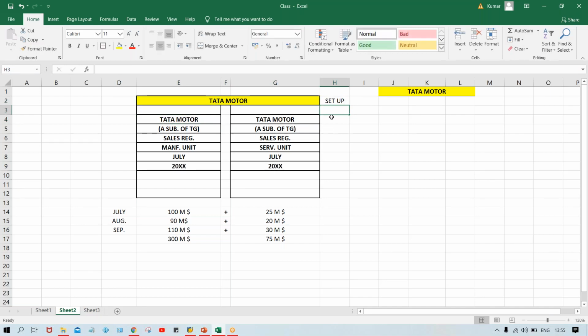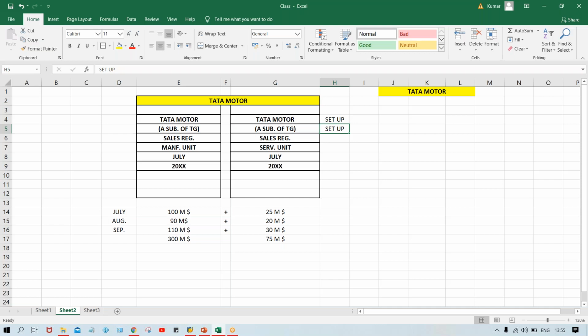Now again under Tata Motor, here I'll write down. Under Tata Motor, this is going to be set up, right? And this Tata Motor is a subsidiary of what? It is a subsidiary of Tata Group. So Tata Group is also going to be set up. Then only you can get the consolidated report at group level. You have to get the report at subsidiary level, right? Again you have to see the report at manufacturing unit and service unit level also, right?